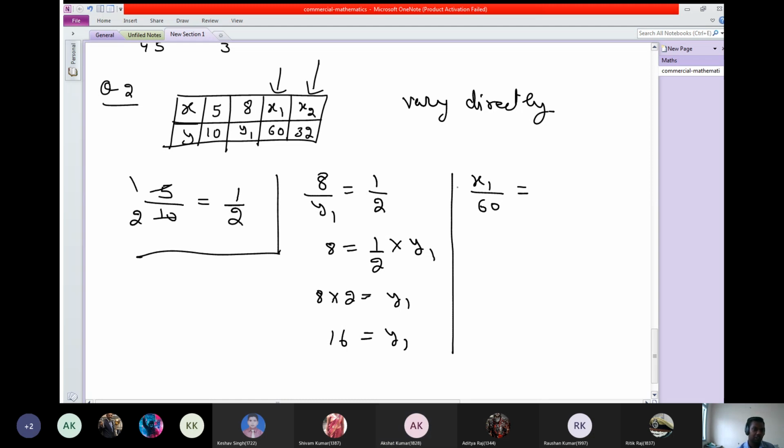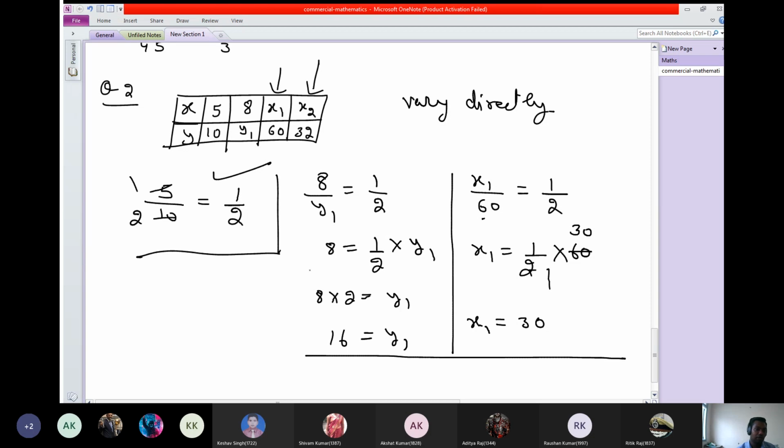Now see this one, x1 by 60. Ratio is again the same. What is the ratio? 1 by 2, that we already found. 1 by 2. Now this is the 60. On the other side, it will be in multiplication or division? How will it appear again? If we take 60, it will appear in multiplication. Here in division, on the other side it will be in multiplication. Cancel it, 2 into 1 is 2, 2 into 30 is 60, and you will obtain the value of x1 equal to 30. Value of x1 equal to 30. Now the next one, last part.